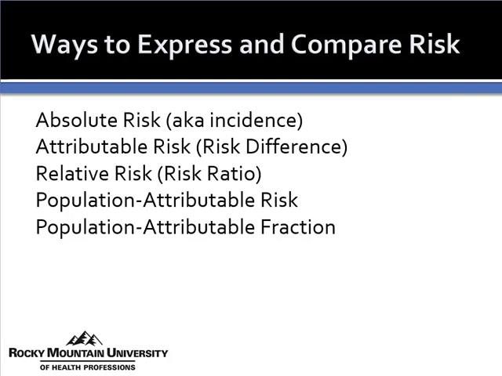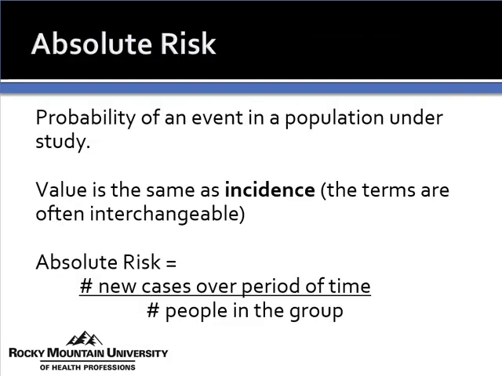Here are some ways to express and compare risk. Absolute risk is the probability of an event in a population under study. The value is the same as incidence. So these terms are often interchangeable. We'll utilize the word incidence throughout the term.